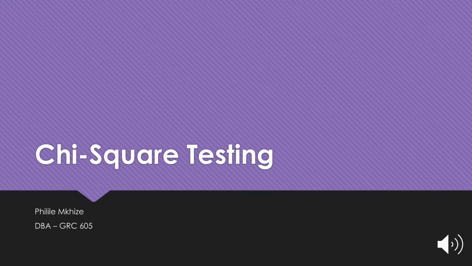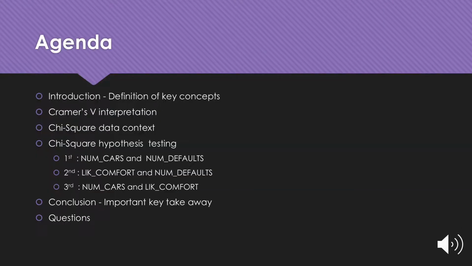Our agenda for today is as follows. We will look at definition of key concepts, the Cramer's V interpretation, the chi-square data context, and we will conduct 3 hypothesis tests. We will conclude and I will open up for questions.